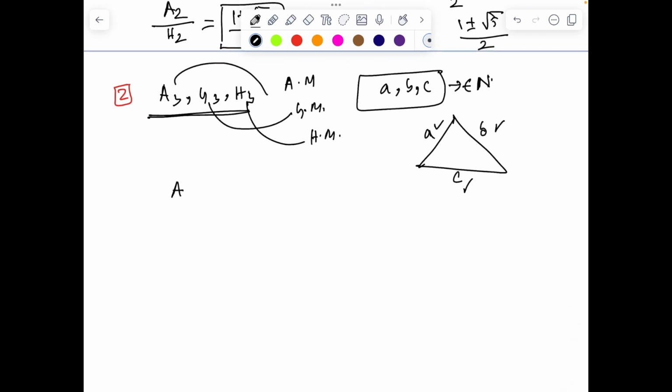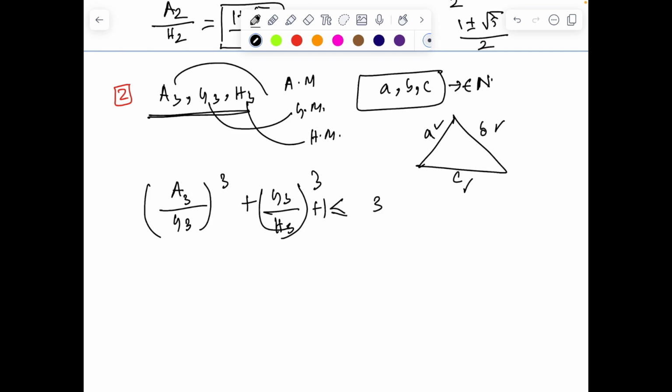if the triangle has integer sides, under this condition the possibilities for A3, S3 and G3 exist if and only if (A3 by S3) whole cube plus (G3 by S3) whole cube plus 1 is less than or equal to 3 by 4 times (1 plus A3 by S3) whole cube.